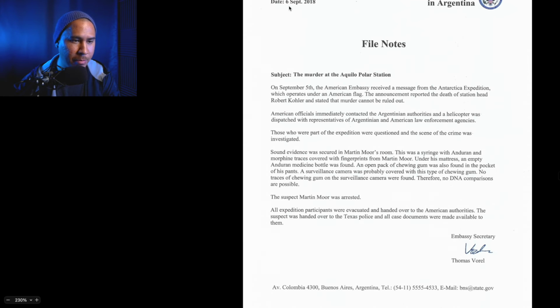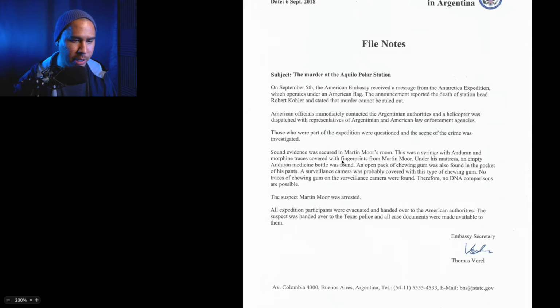The date is September 6th, so a day after the incident. File notes. Subject: the murder at the Aquila Polar Station. On September 5th, the American Embassy received a message from the Antarctica expedition, which operates under an American flag. The announcement reported the death of station head Robert Kohler and stated that murder cannot be ruled out. American officials immediately contacted the Argentinian authorities, and a helicopter was dispatched with representatives of Argentinian and American law enforcement agencies. Those who were part of the expedition were questioned, and the scene of the crime was investigated.